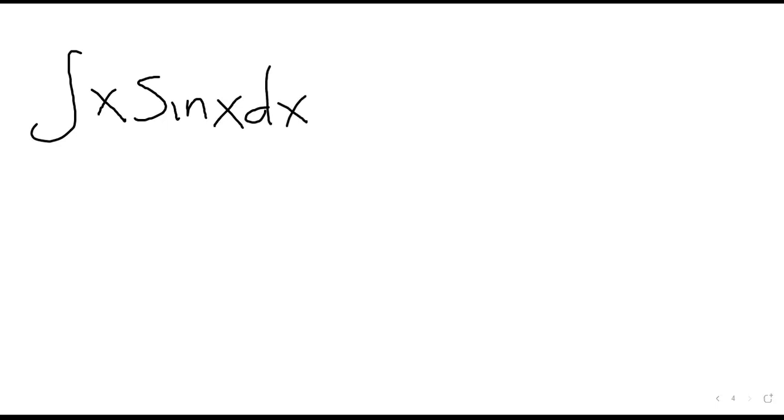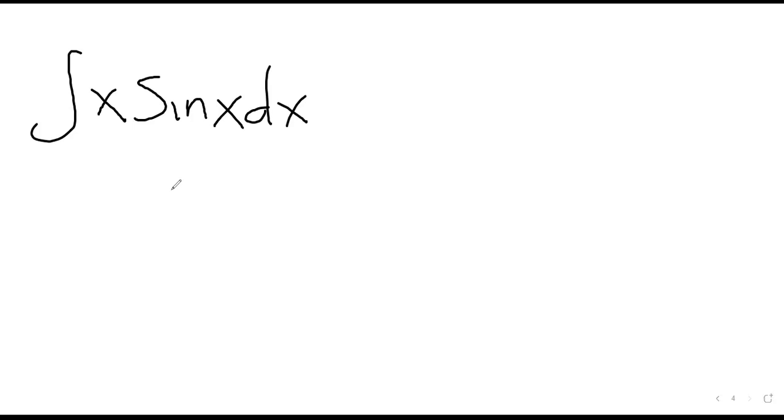If you are asked to find the integral of x sine x dx, we can use integration by parts here. You can see we have x, which is just algebra, and then sine x, which falls under trigonometry, while x falls under algebra.